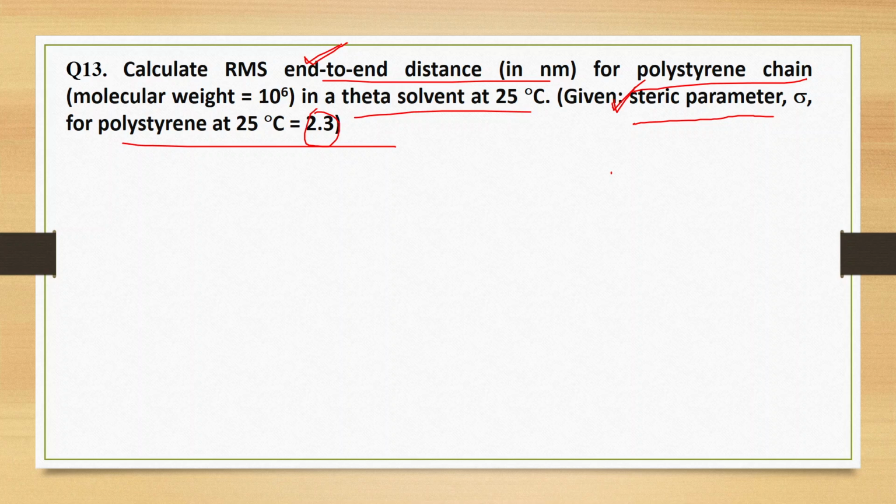Here we are considering a real-life molecule like polystyrene, not a freely jointed chain or unperturbed chain, but a real case where every parameter is involved, like the bond angle, sigma, everything. So you need to use that particular formula where sigma and other things are involved. And do not forget they have stated it is a theta solvent. That will be very important. Molecular weight is given, sigma is given, temperature is given. You have to calculate it in nanometers.